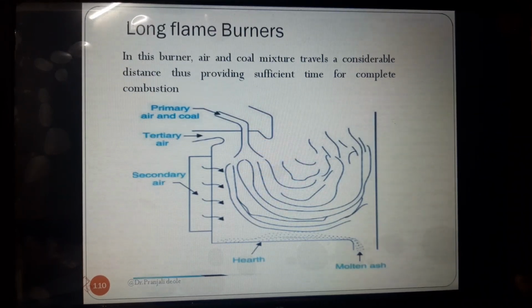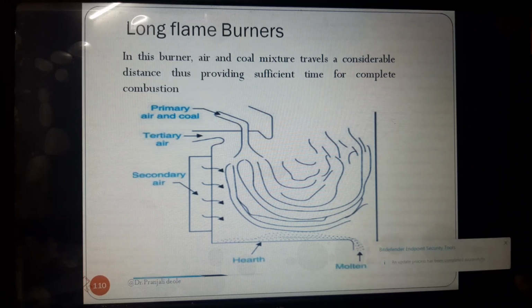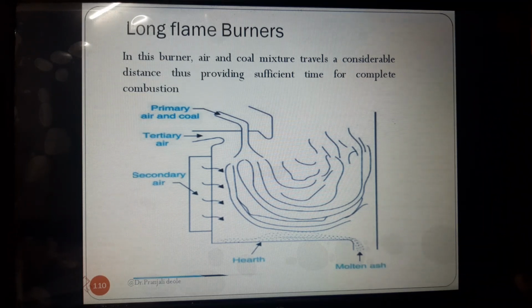Let us see the long flame burner first. In this burner, the air and the coal mixture travels a considerable distance, thus providing sufficient time for complete combustion. Here in this diagram you can see how the burning process in the long flame burner takes place. These long flame burners are also called U flame burners or streamline burners.